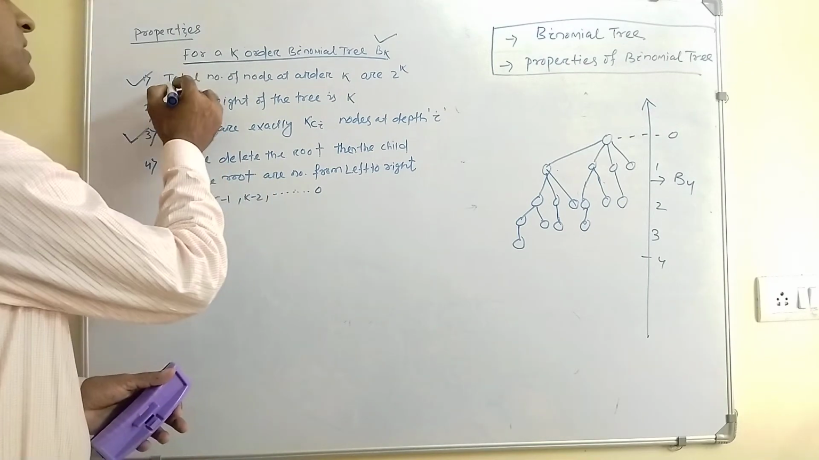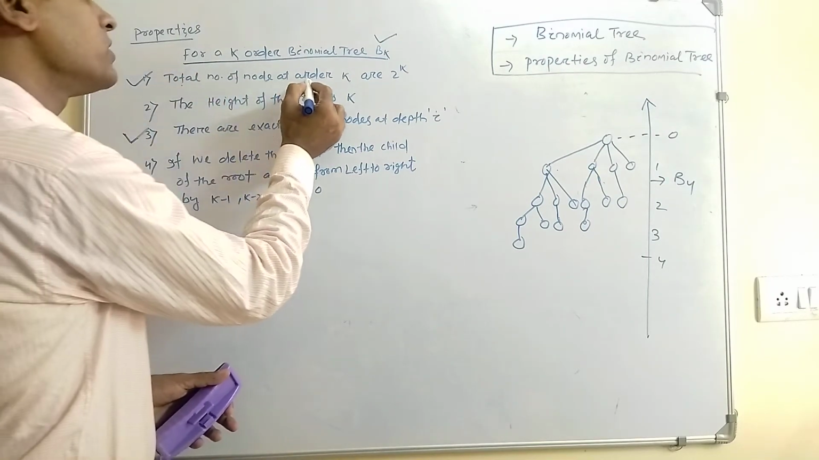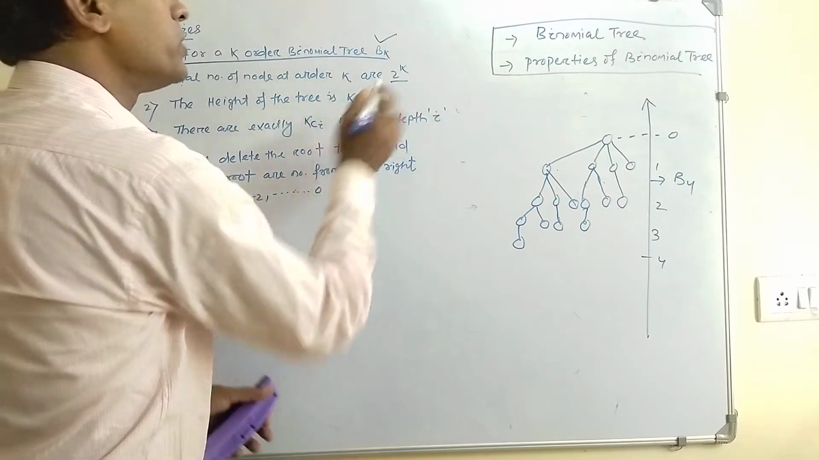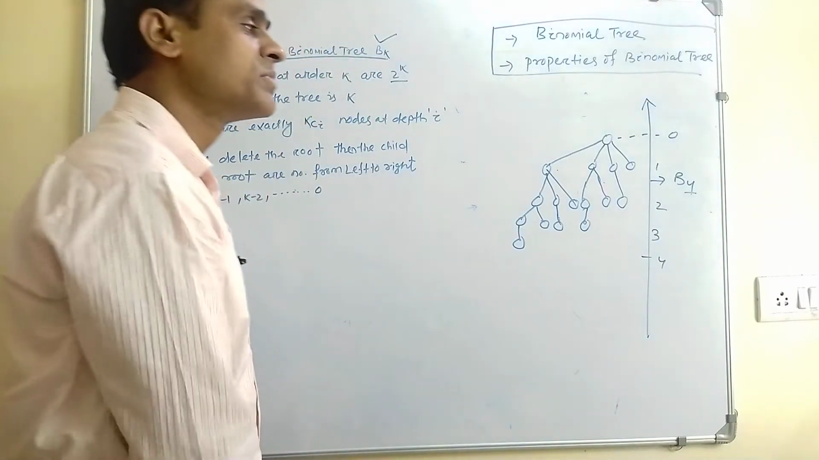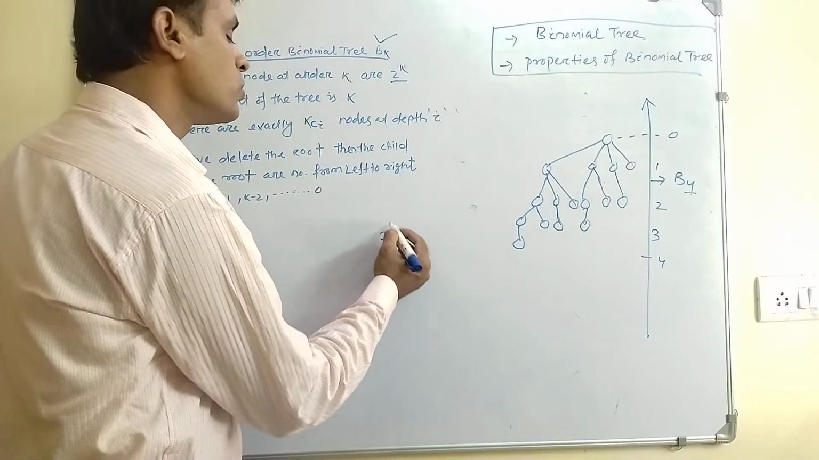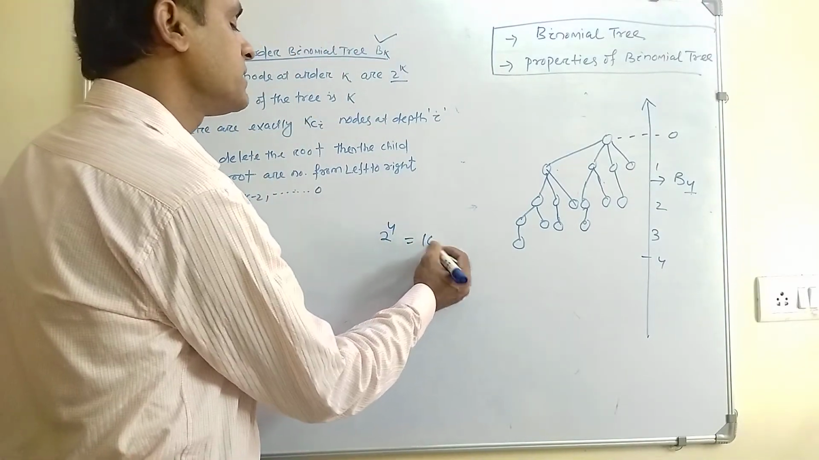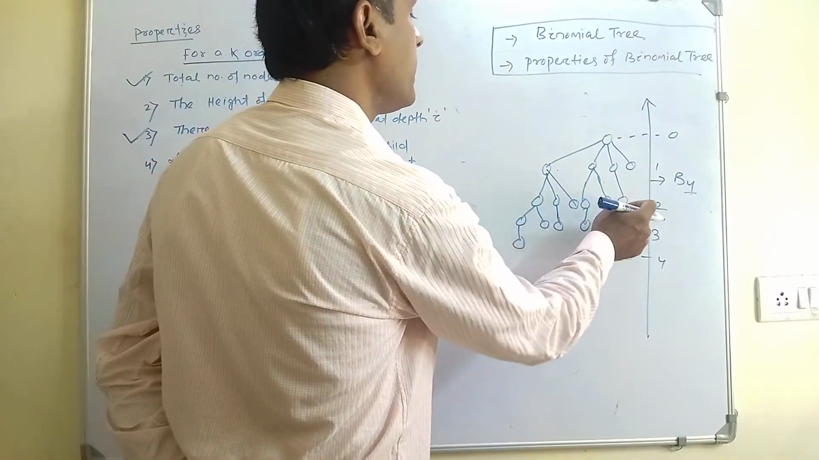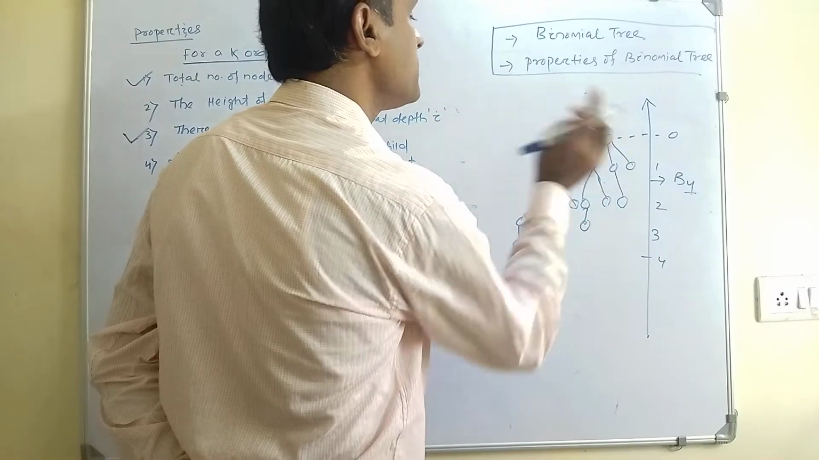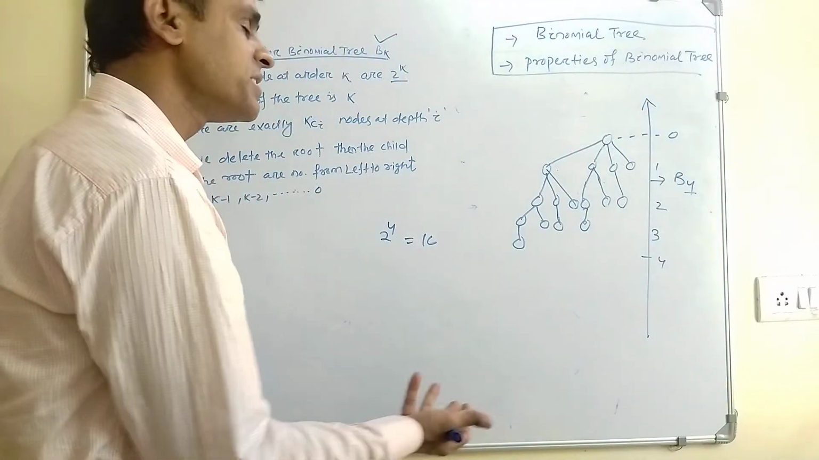The first property is that the total number of nodes at order k is 2 to the power k. Suppose here the order is 4. So the total number of nodes is 2 to the power 4, that is equal to 16. Count it: 1, 2, 3, 4, 5, 6, 7, 8, 9, 10, 11, 12, 13, 14, 15, 16. So the total number of nodes is 16.